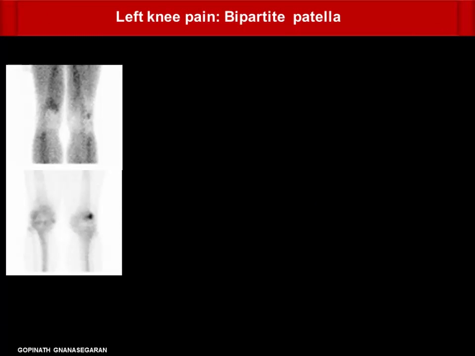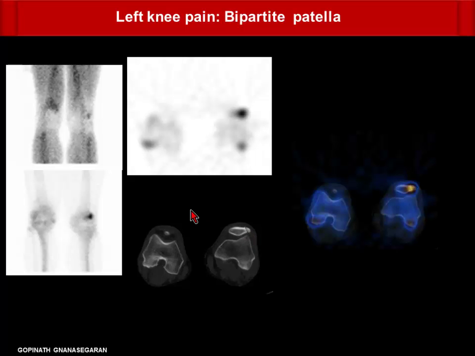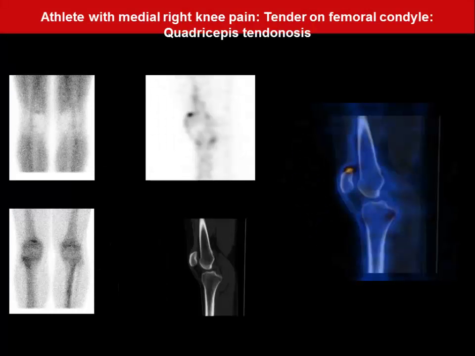So left knee pain, bipartite patella. Again, you see uptake, increased blood flow activity, and delayed images show some patchy changes there. So it's a lateral part with increased uptake. Athlete with medial right knee pain, tender on femoral condyle, quadricep tendinosis, just a subtle increase. Then you've got increase on the delayed images.